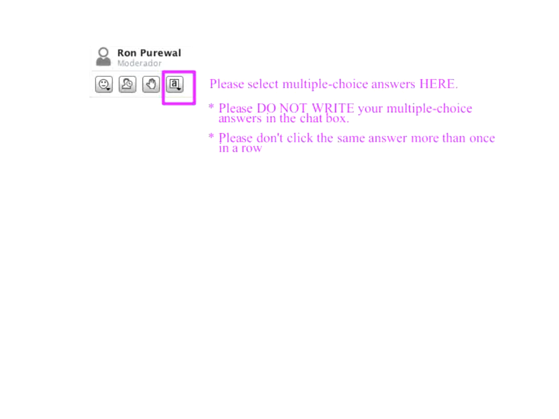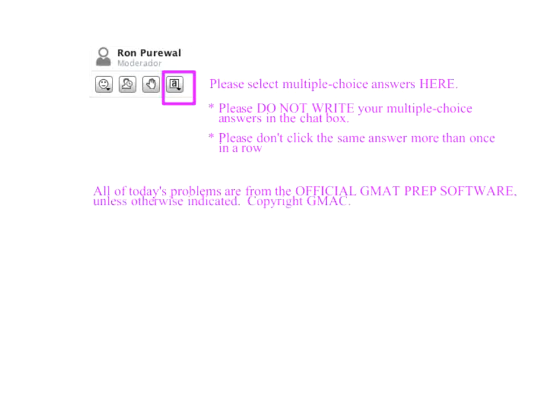All right. Also, the other disclaimer here is that all of the problems on today's lesson, except for one of them, if we get to that one, I'll tell you which one it is. But all of today's problems are from the official GMATprep software, unless otherwise indicated. So that's copyright GMAT. I mean, we're allowed to distribute and use those problems because they are free.